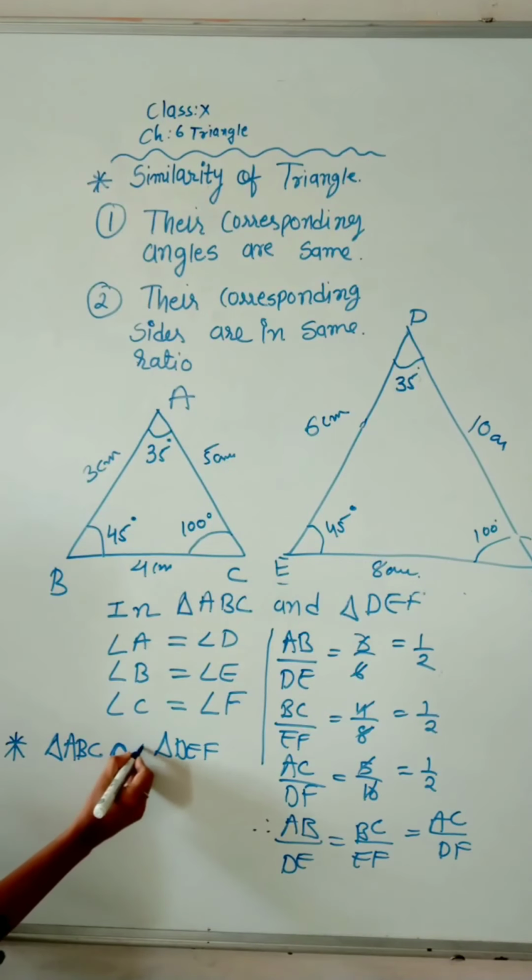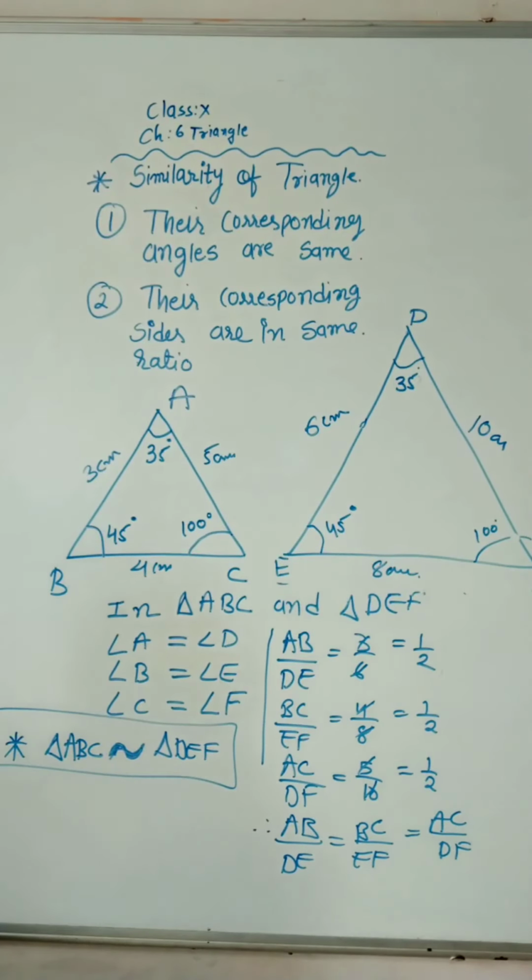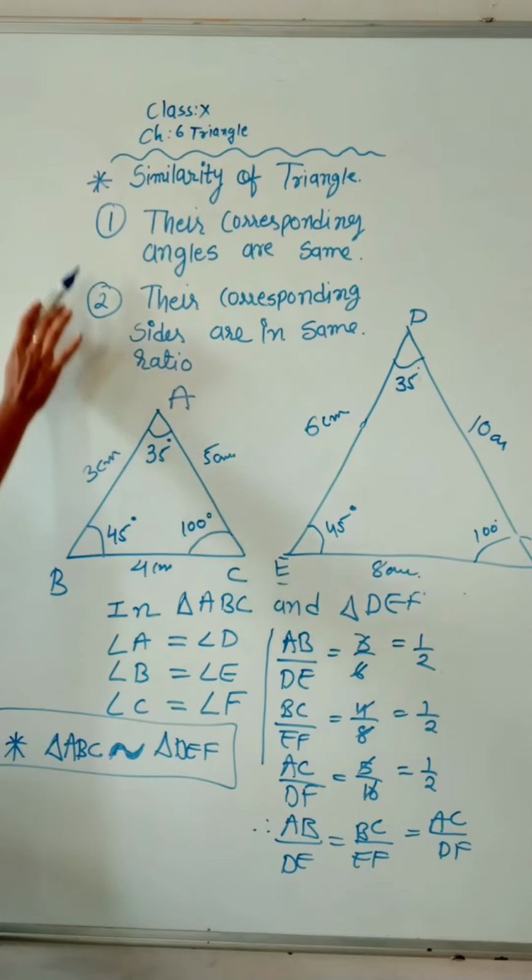Now this symbol you will use for similarity. This one is new for you. And here you can prove two triangles are similar to each other by taking these two important conditions.